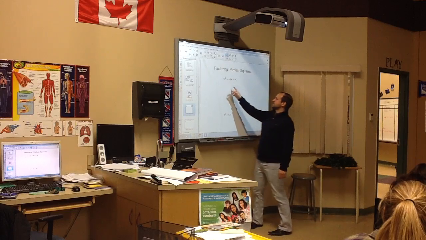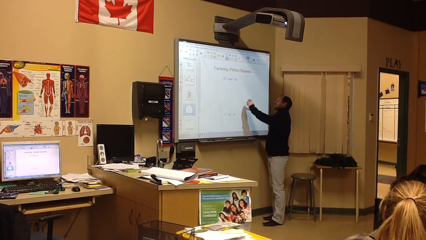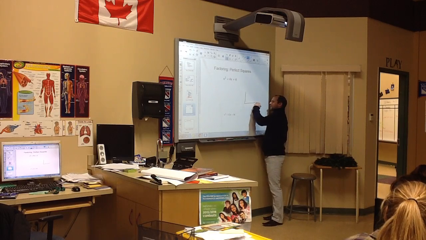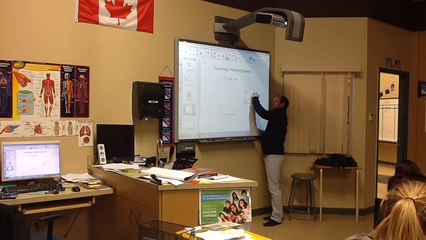When we look at this term, I have x squared plus 4x plus 4. Question for you. In grade 9, you're used to seeing graphs that look like this, correct? Line graphs?